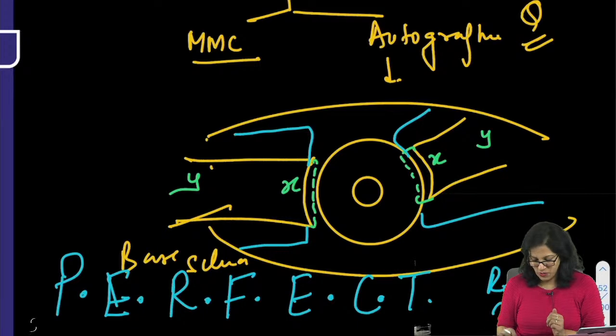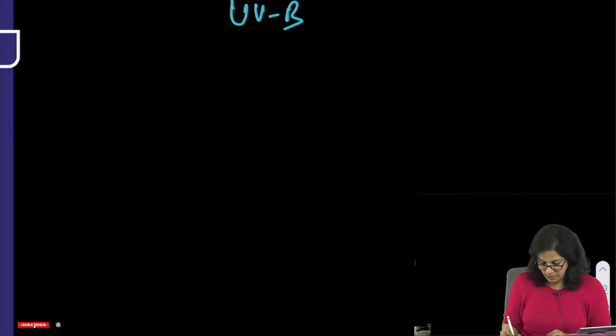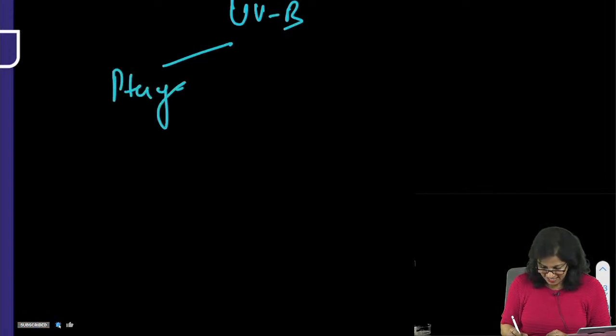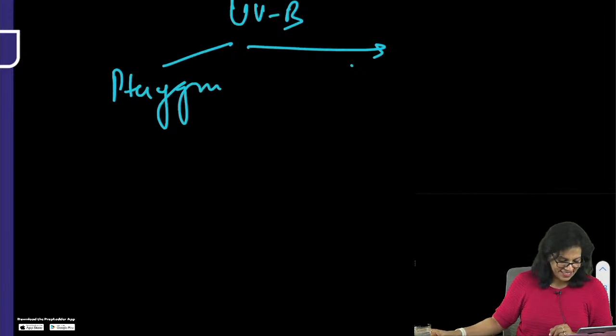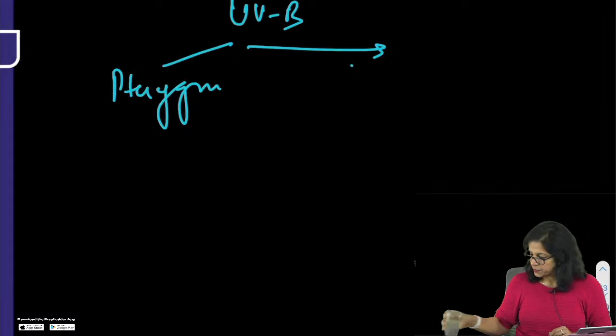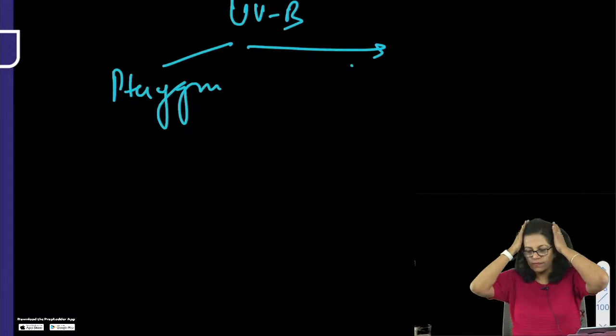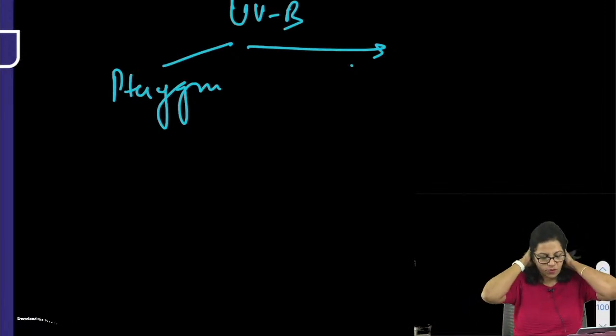Okay? One more point. Can you tell me what are the effects of UVB in the eye apart from pterygium? One is pterygium, what is the other? Can you answer this? This question is for you all. What is the other effect? Batao, batao. Fatafat. What is the other effect?